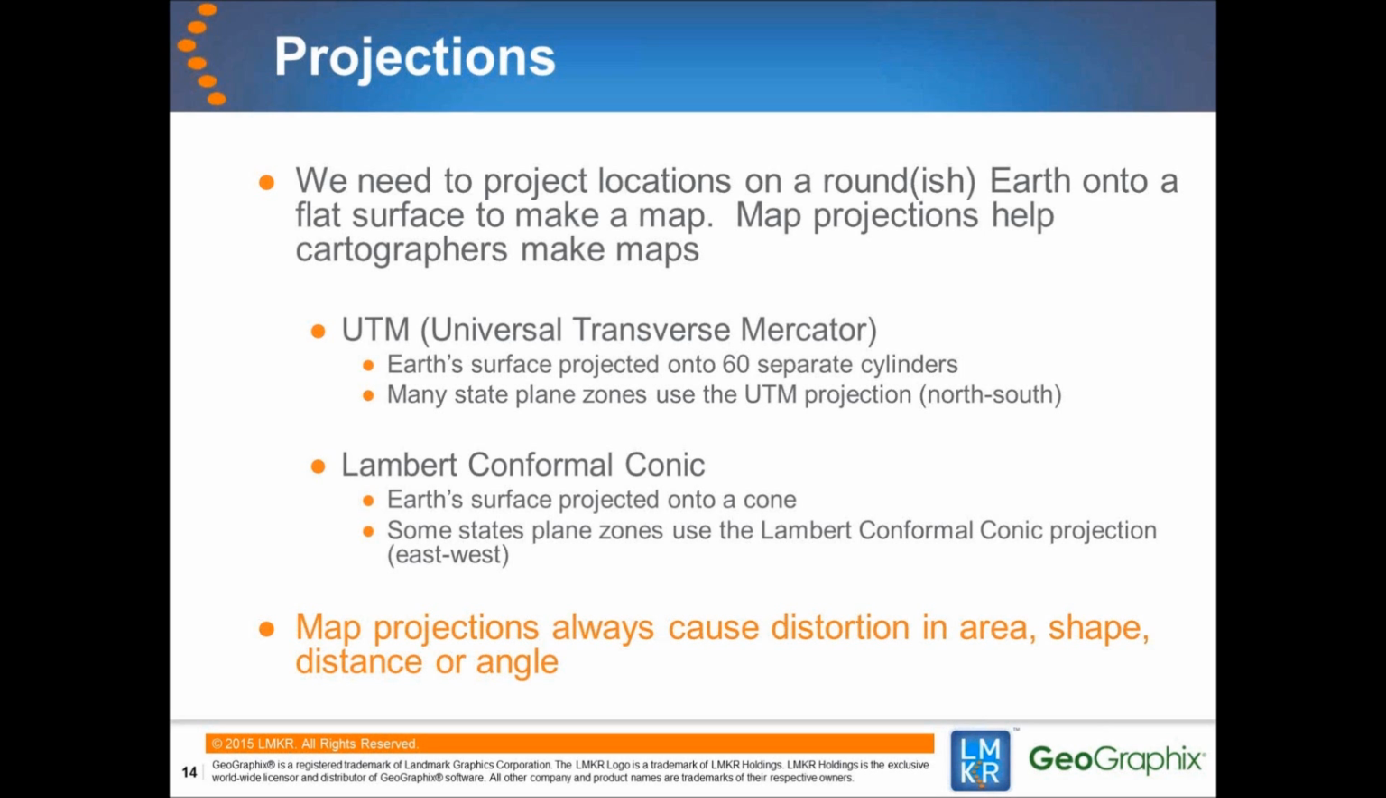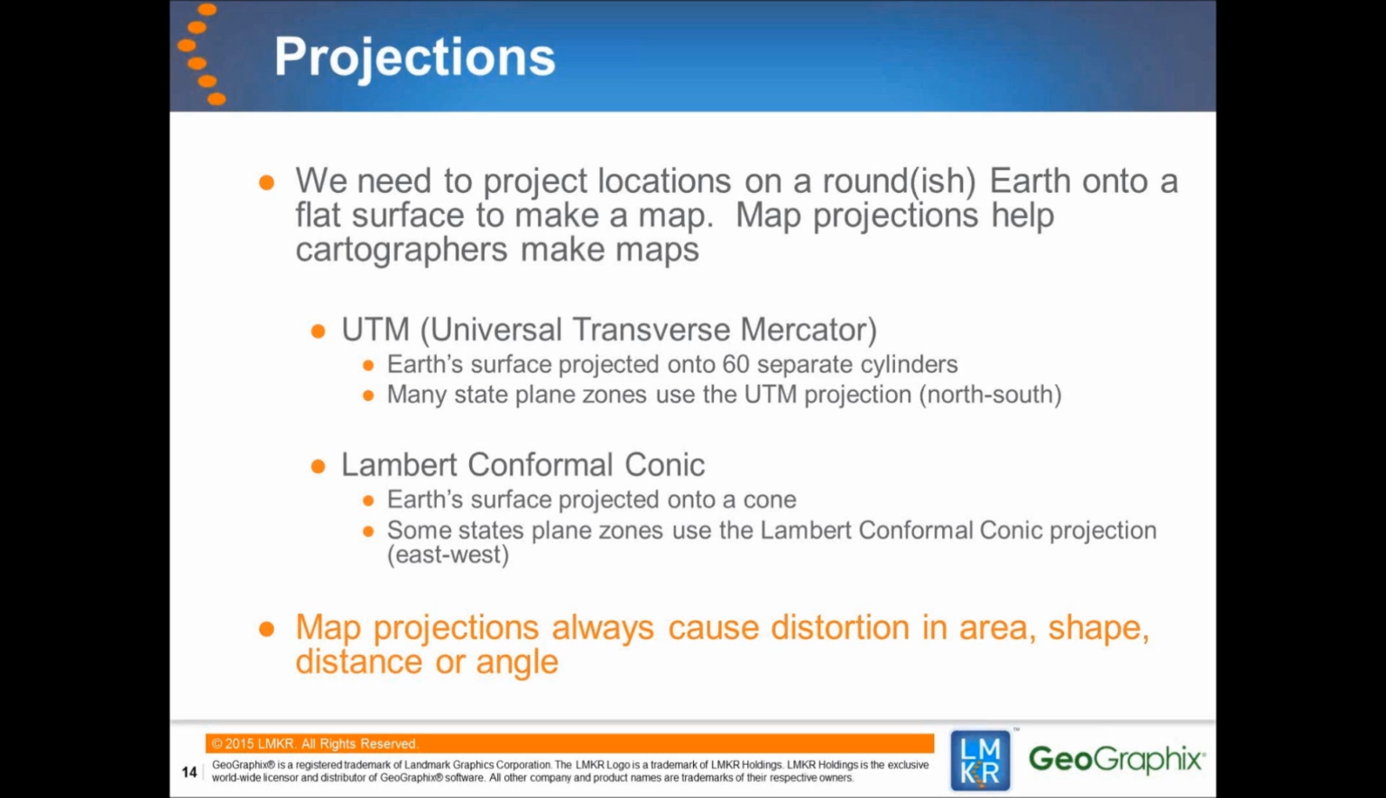We use the Lambert conformal conic projection in North America quite a bit. Again, state plane zones use the Lambert conformal conic projection when the width of the state is greater from east to west than it is to north or south, like in Kansas, for instance. Now, whenever you project onto a flat surface, you're always going to get some distortion. The distortion will be in area, shape, distance, or angle. All maps have some distortion. What projection you use is going to determine what gets distorted.